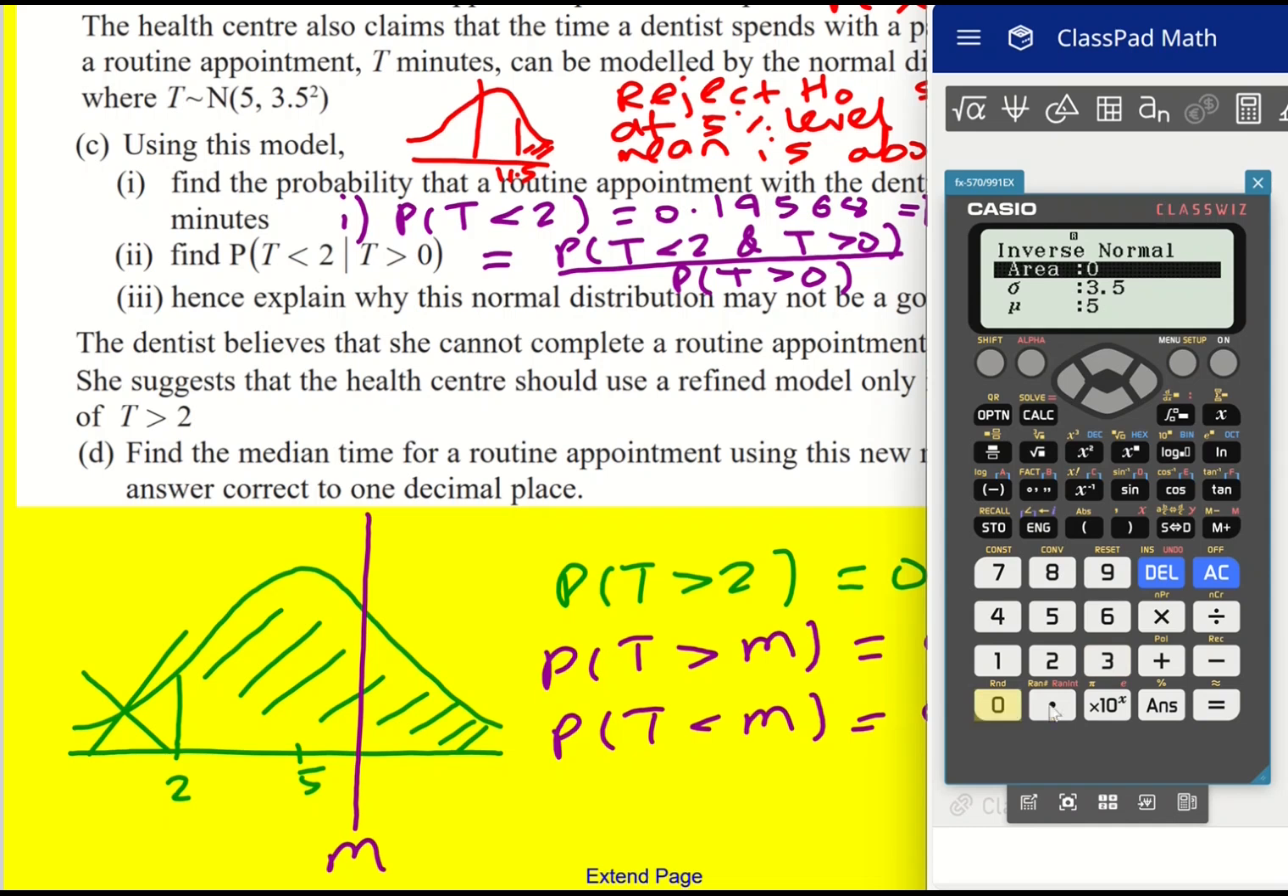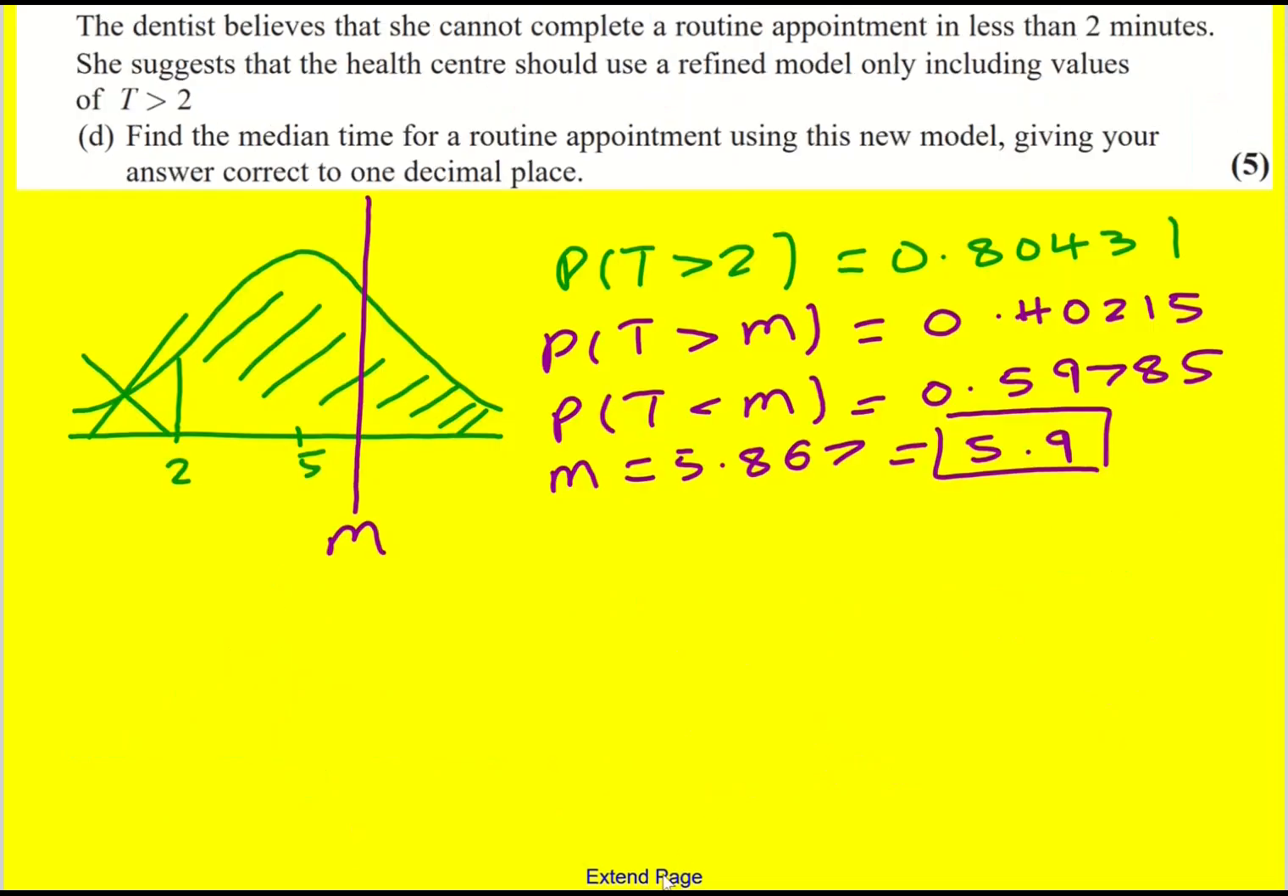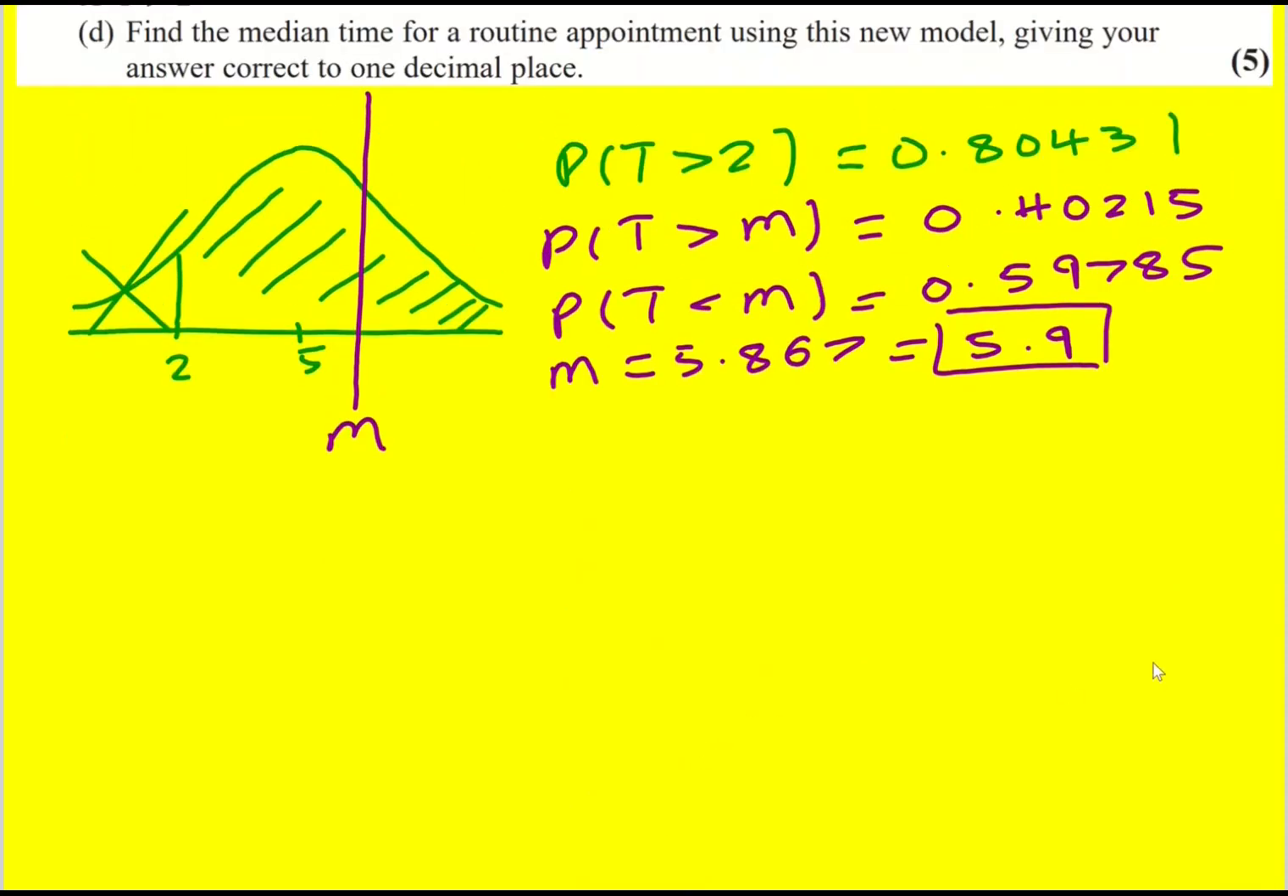And now we use the inverse normal and we'll get the value that we need. So area 0.59785. All of that's the same. And we get 5.867. Or, asked for one decimal place, 5.9. It's just one other way to think about this final part.